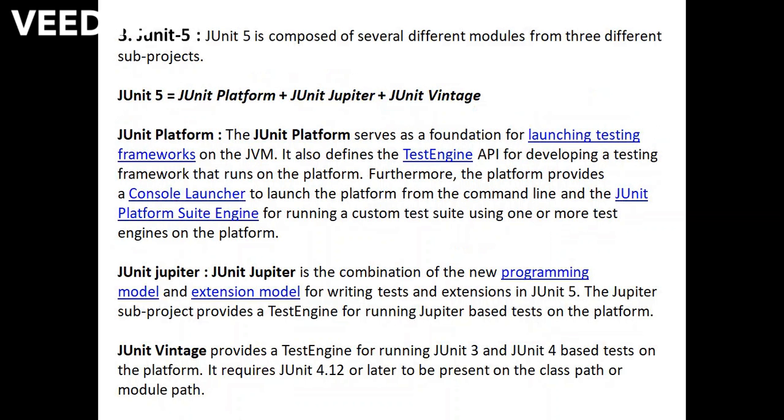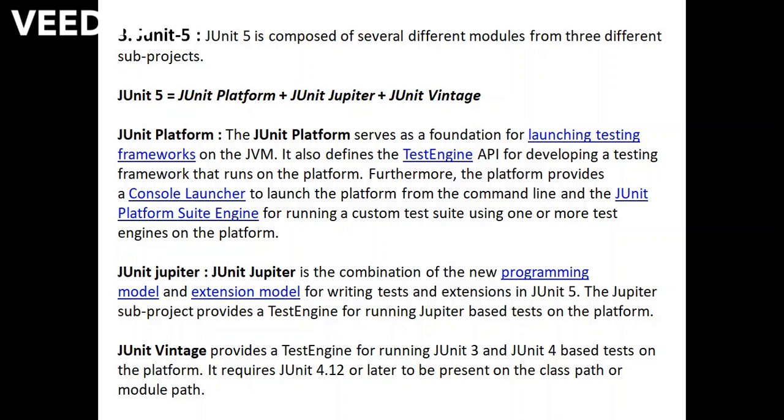So what is JUnit 5? As I told you, JUnit 3 and JUnit 4 are one single jar which you have to import in your application, and by using that jar at compile time you can run your test cases. So now what does JUnit 5 have that is different from the previous JUnit 4? JUnit 5 has introduced some different modules: JUnit Platform, JUnit Jupiter, and JUnit Vintage.